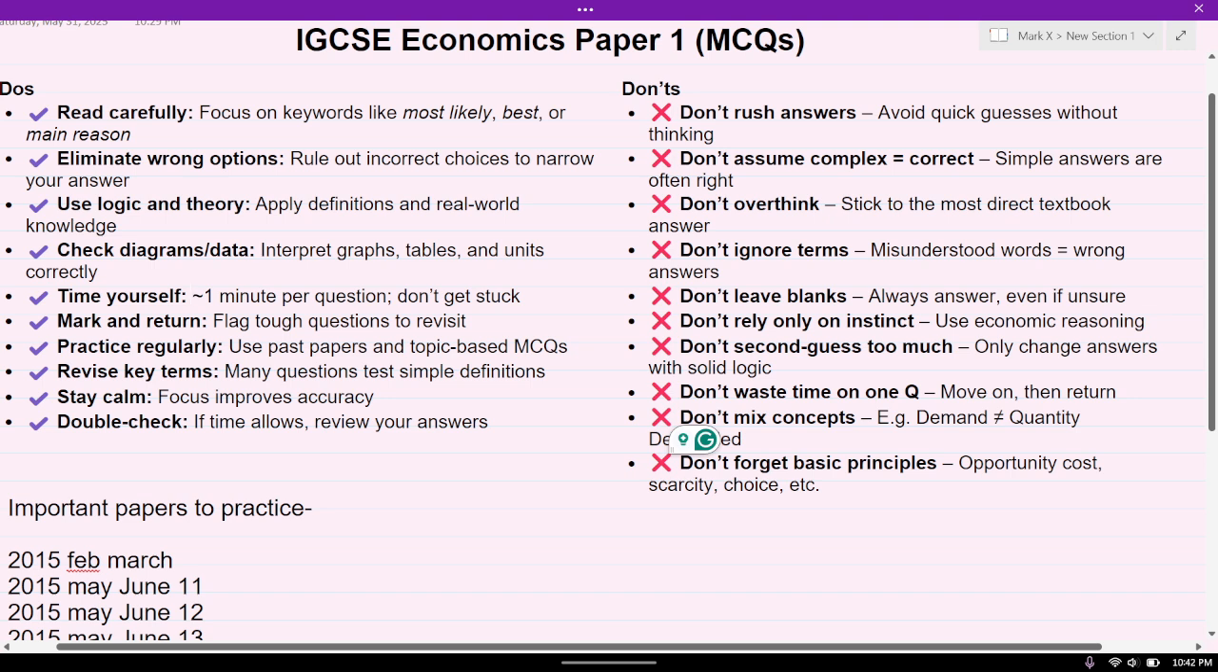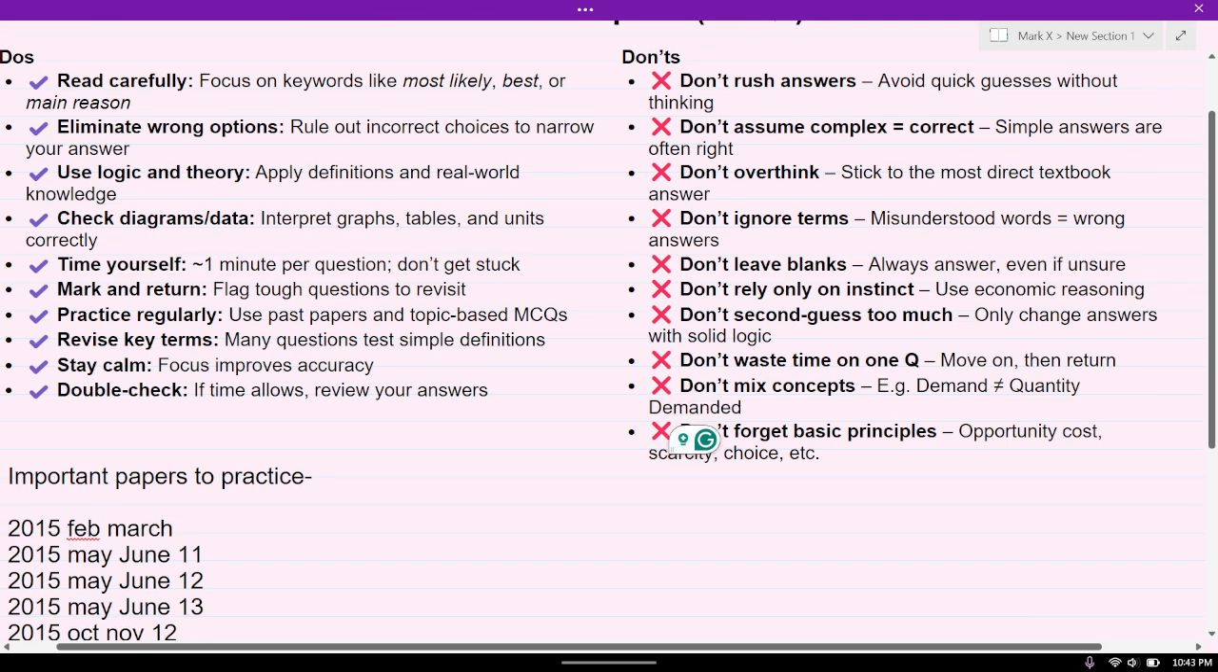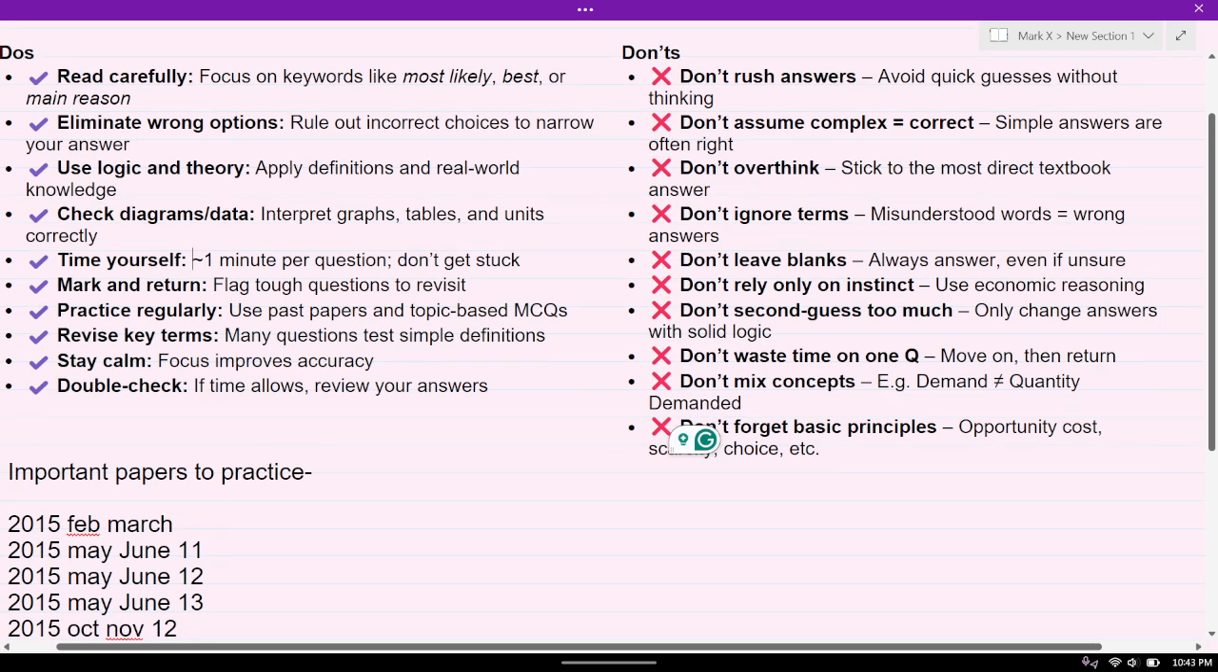Don't ignore terms, okay? If you misunderstand words, that would make you choose the wrong answers. Don't leave anything blank. Of course, you have four options over there. You know at least two are going to be wrong. Now there's a 50-50 chance you'll get it or you won't get it. So don't leave it. Attempt every single question that you can.